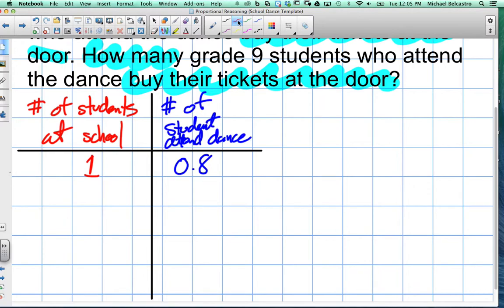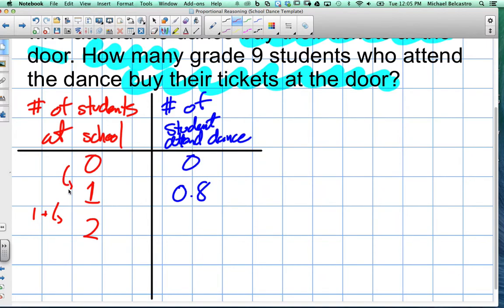So let's increase this. Let's go up by the value of 1. Okay, but we increase by 1. And actually, you know what would be an even greater example of this? Let's slide this down just a little. Let's say there are no students at the school. If there are no students at the school, then nobody would attend the dance.